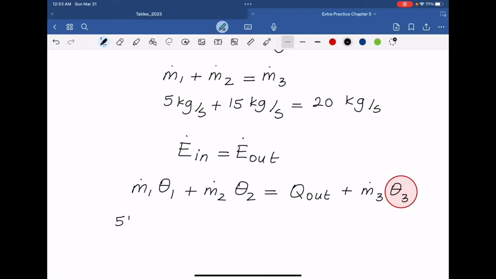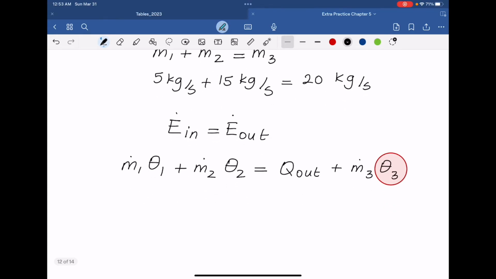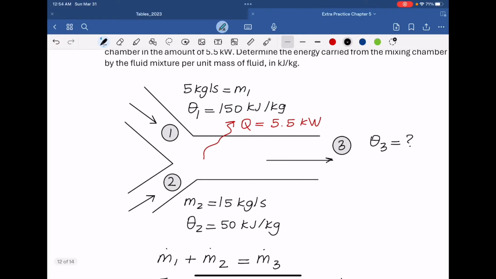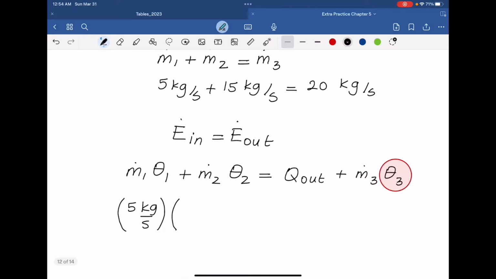Okay. I'm not gonna actually write the units, or maybe let's write it, because this is an interesting question where they give us the energy per unit mass. Can you guys see how units actually cancel each other and give us what we are looking for? So the mass flow rate is 5 kilogram per second. Energy per unit mass, 150 kilojoule per kilogram. See, when we multiply these units, it gives us kilojoule per second, which is energy flow rate.